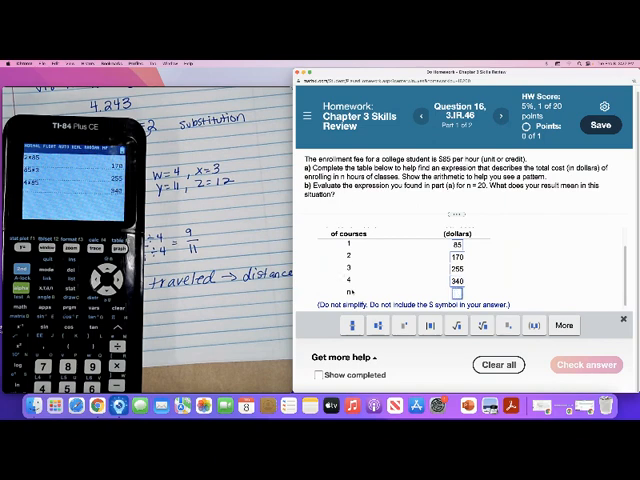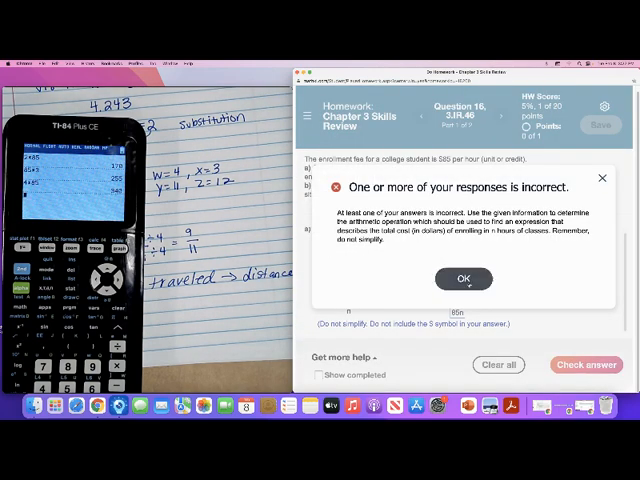Okay, so we're still in this. Well, if we have n courses, what are we doing to each one of these number of courses? We have 1 course, we multiply it times 85. 2 times 85. So if we're finding n, we're going to put 85 times n.